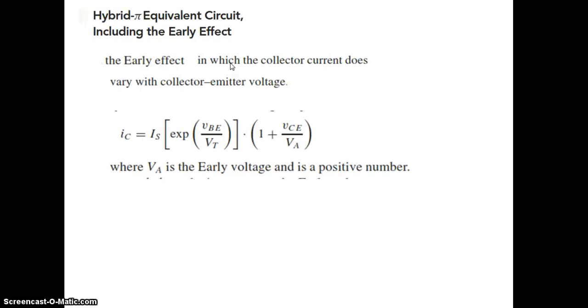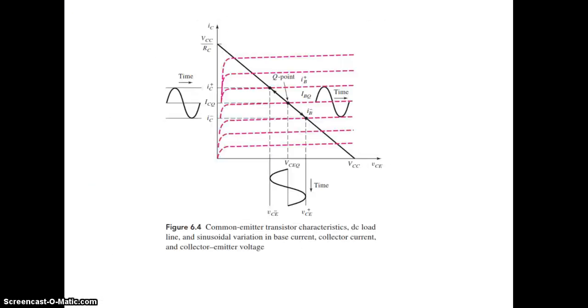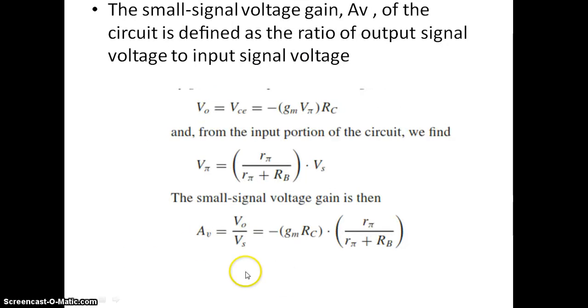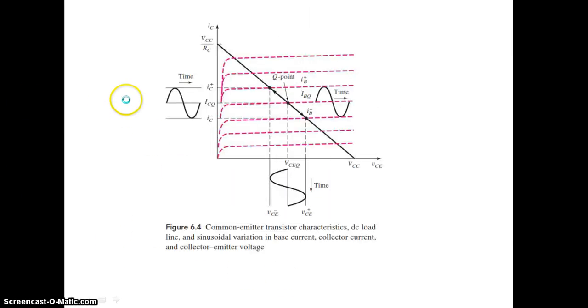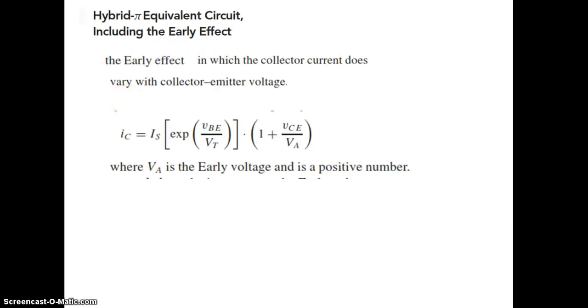Now we are going to derive the hybrid pi equivalent circuit including the Early effect. Previously we derived everything without the Early effect. Now we include it, since there is a dependence of IC on VCE. So the expression of IC changes a little: it is not only IS times exponential VBE by VT, but has an additional term 1 plus VCE by VA, where VA is called the Early voltage and VCE is the collector emitter voltage.